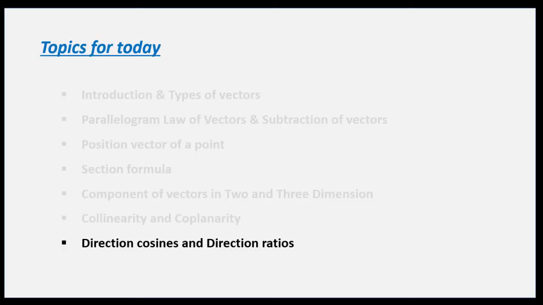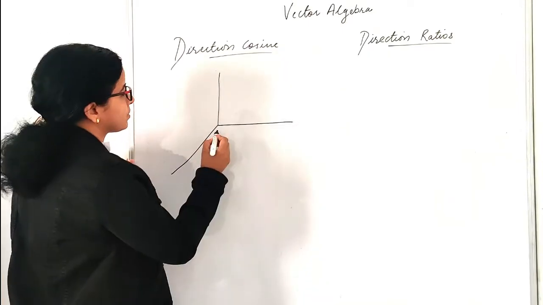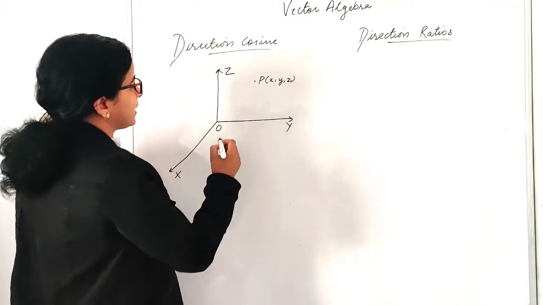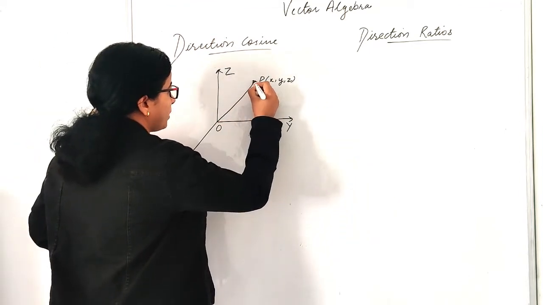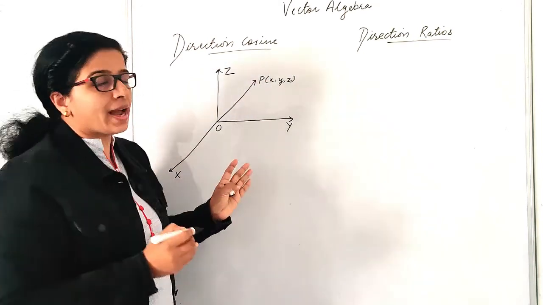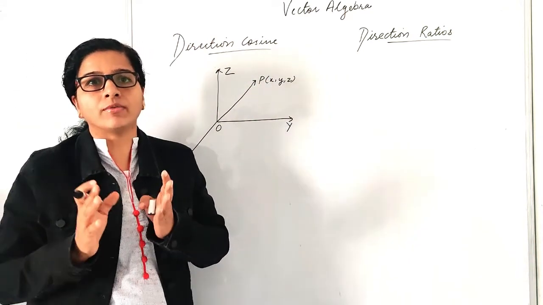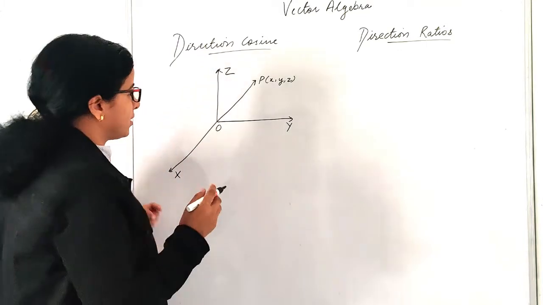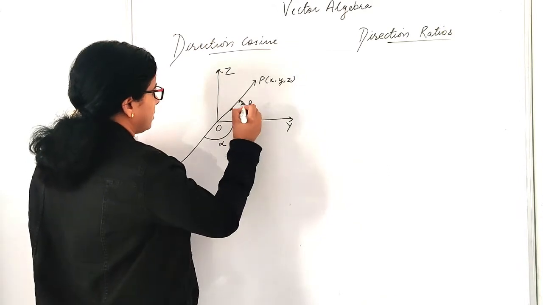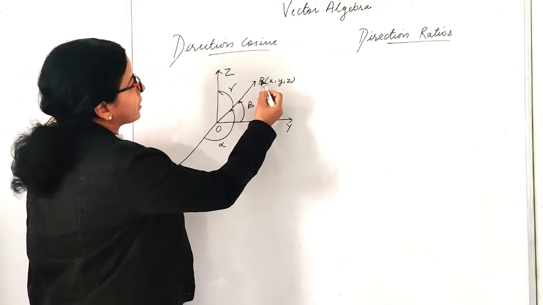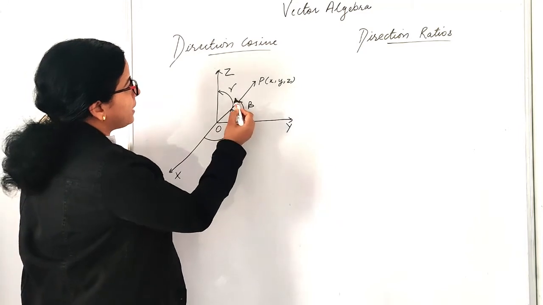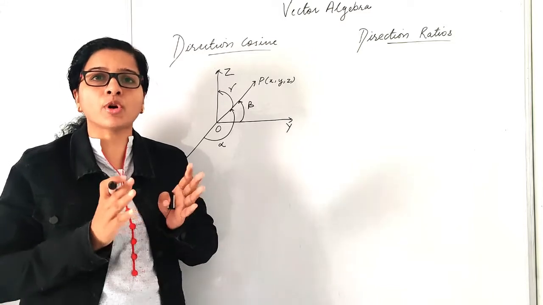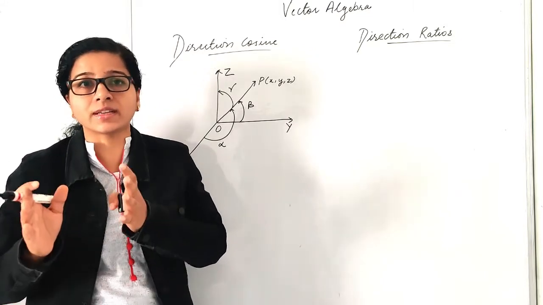Now let us learn about direction cosines and direction ratios. So this is my coordinate axis and P is any point with the coordinates x, y, z. Let OP vector make the angles alpha, beta, gamma with the positive direction of the x-axis, y-axis and z-axis. Okay, alpha, beta, this is gamma. So our OP vector makes angles alpha, beta, gamma with the positive direction of the x-axis, y-axis and z-axis, right?